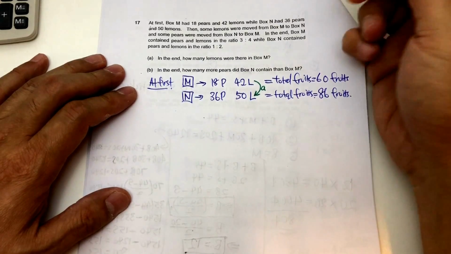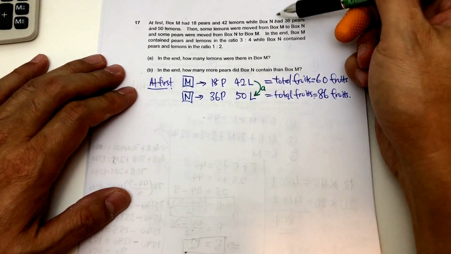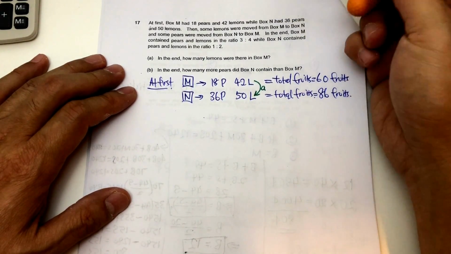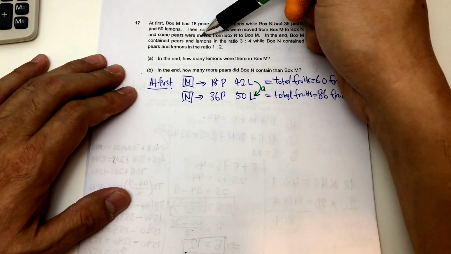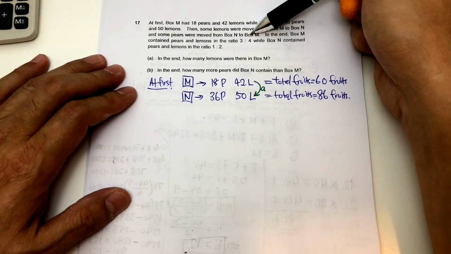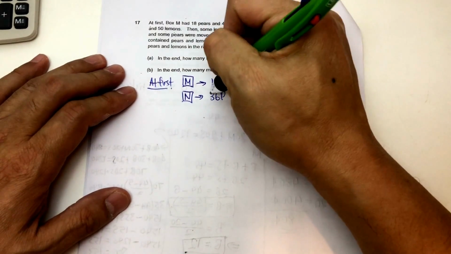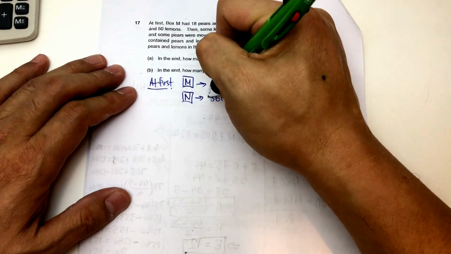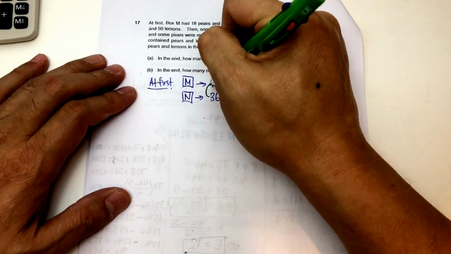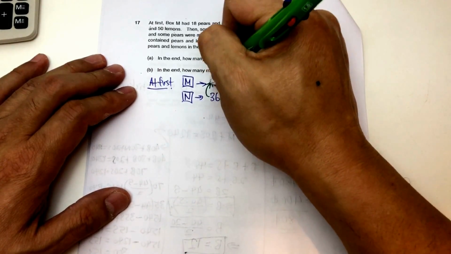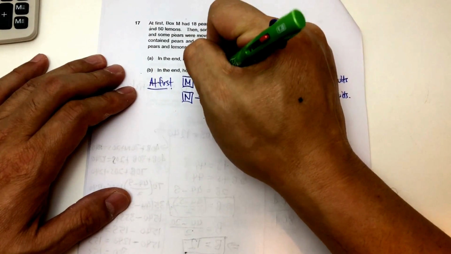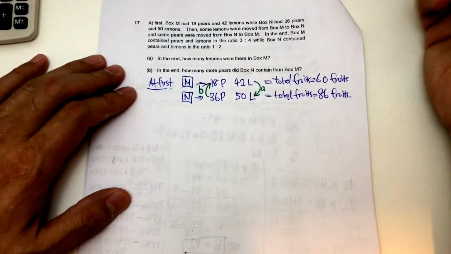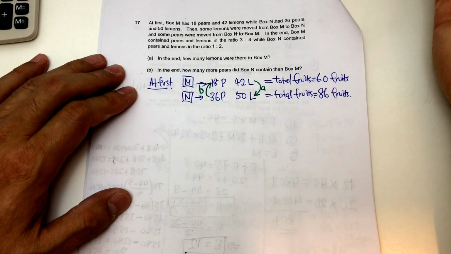Okay? Now let's have a look at the next statement. And at the same time, some pears were moved from box N to M. Right? So some pears, these are the pears here, from N to M. Again, we don't know how many were moved, right? So let's call that B. Right? That's what algebra is all about, assigning numbers to letters.